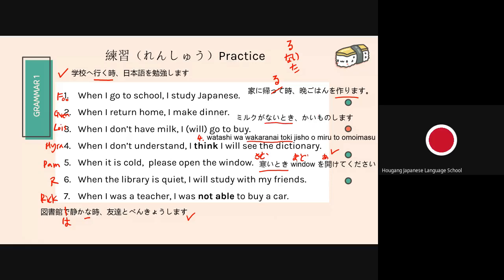Okay, we say kaimasu, not kaimono shimasu. Kaimono shimasu means shopping, right? It's like saying, oh, if I don't have milk, I go shopping. Yeah, okay, half correct, I will say. You can go shopping, can buy also, I know.